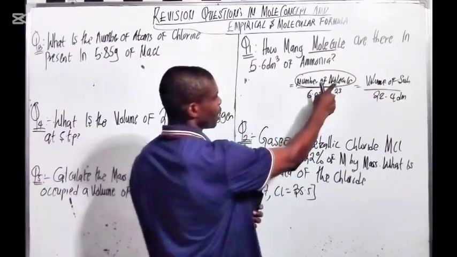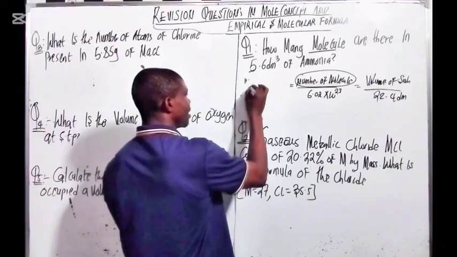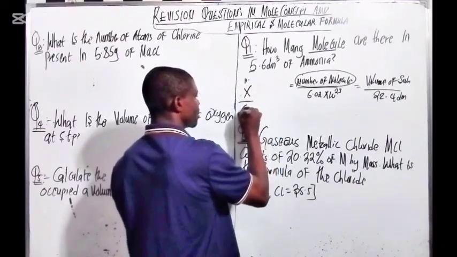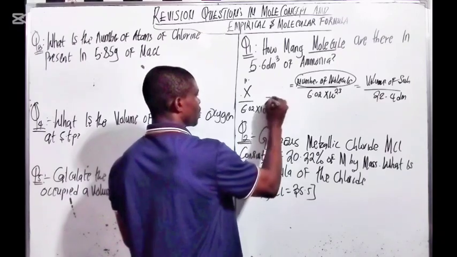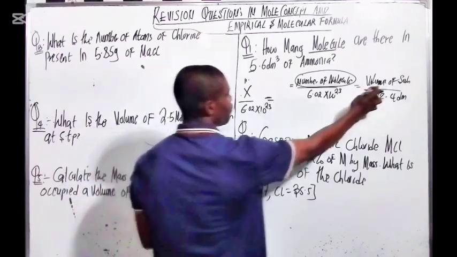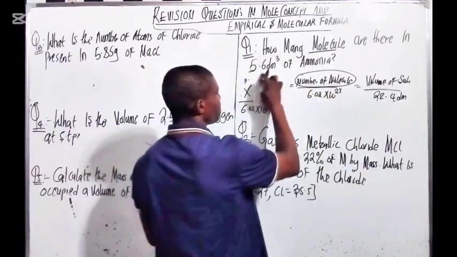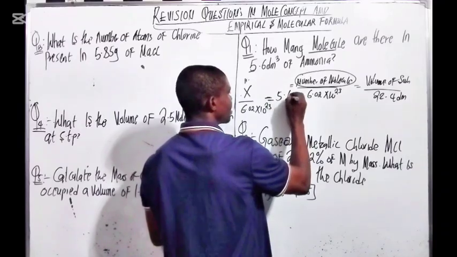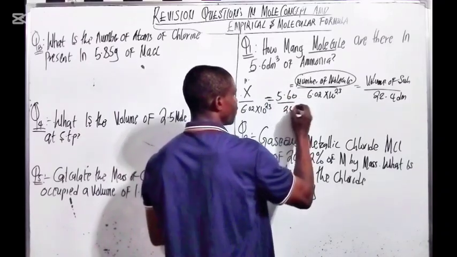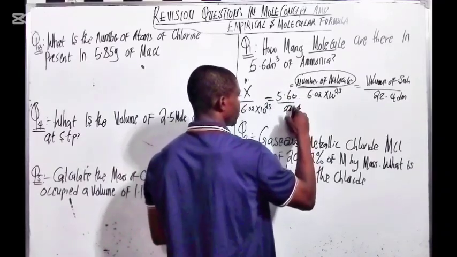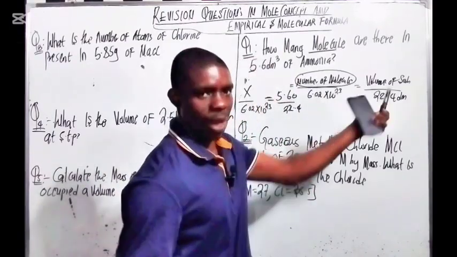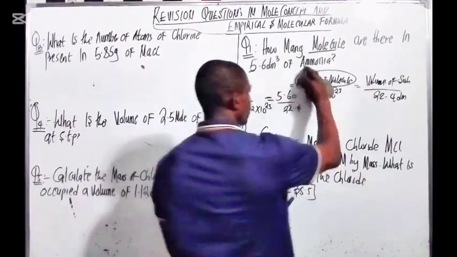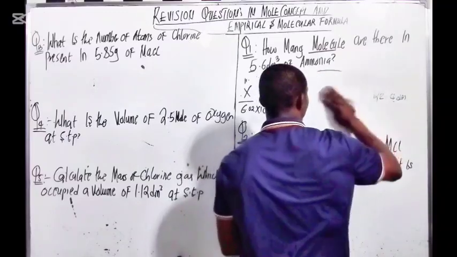So the number of molecules is what I'm looking for. Let it be x over 6.02 exponential 23 equals the volume of substance here, which is 5.6 over 22.4 dm cube. Since you already know this, let me just wipe this place here so I can have space to solve the remaining problem.